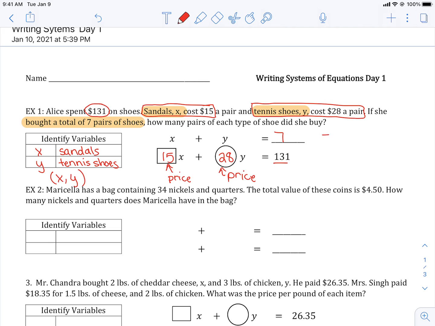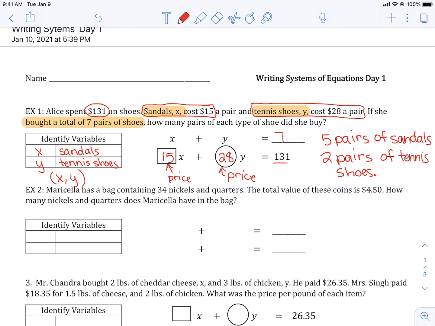So she ended up buying 5 pairs of sandals and 2 pairs of tennis shoes. And that's really as hard as this is going to get. Okay, so let's take a look at the second example.